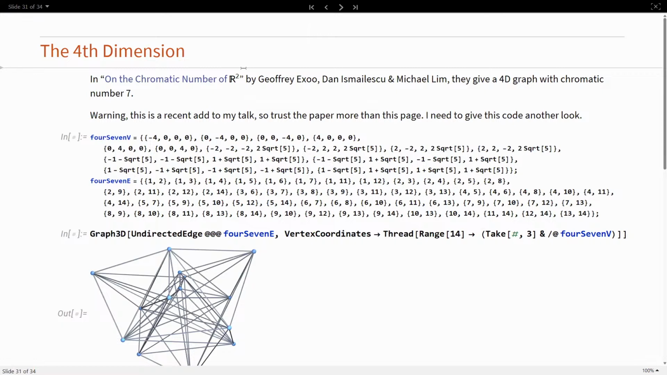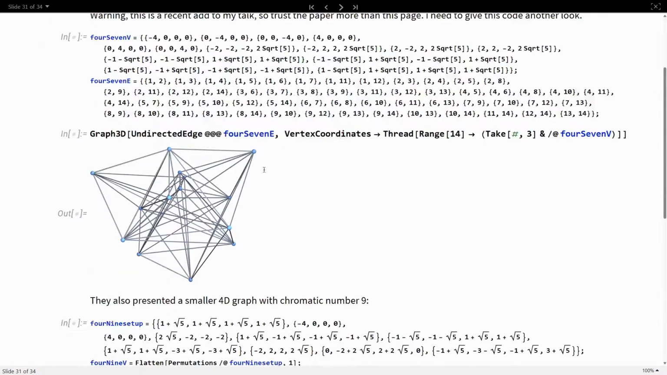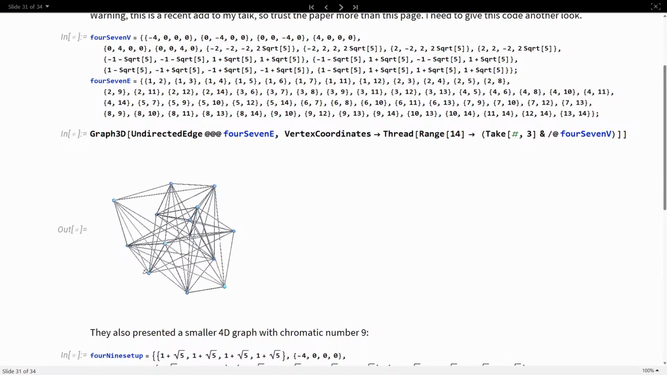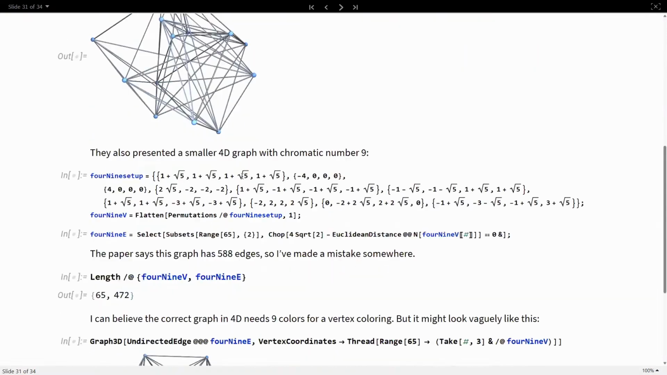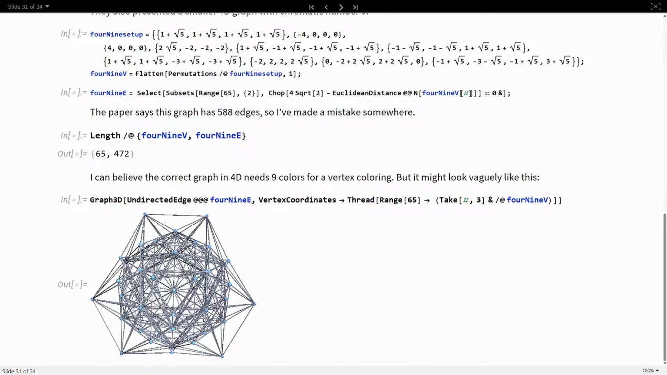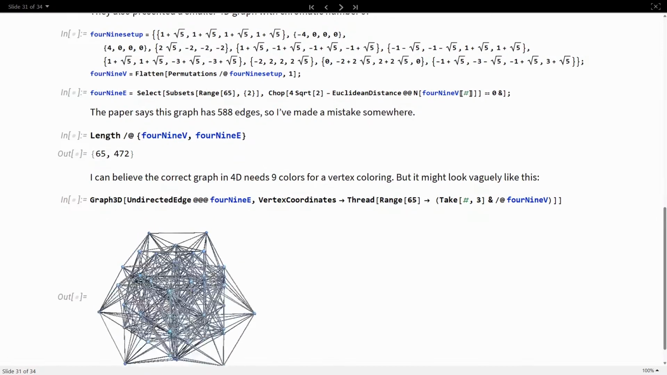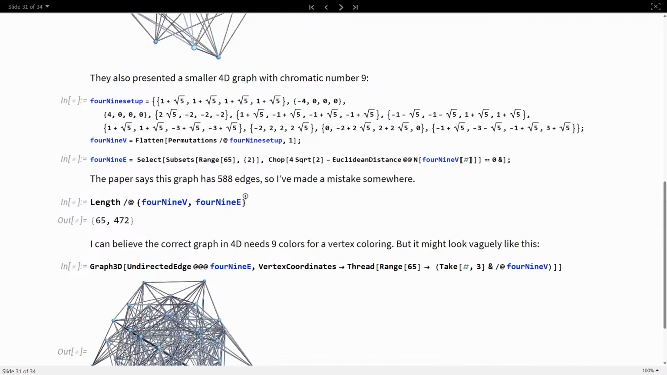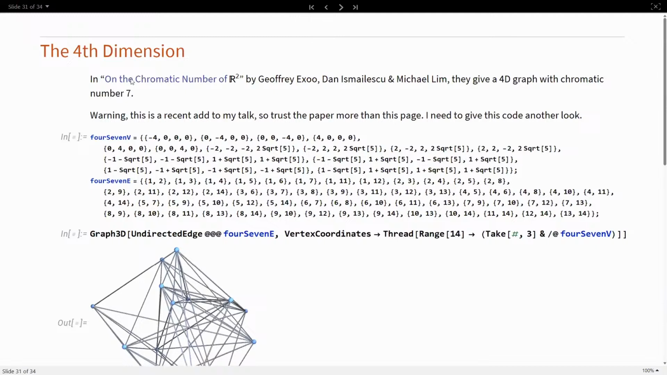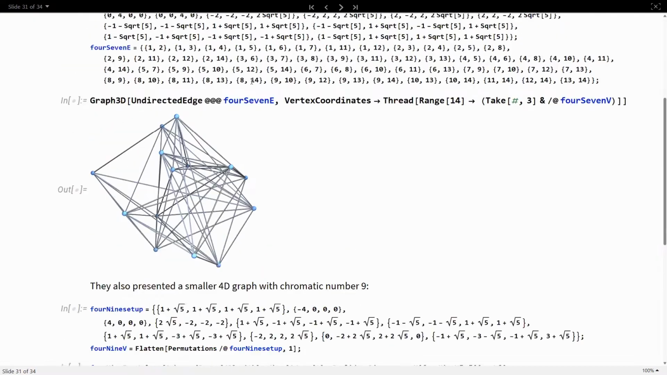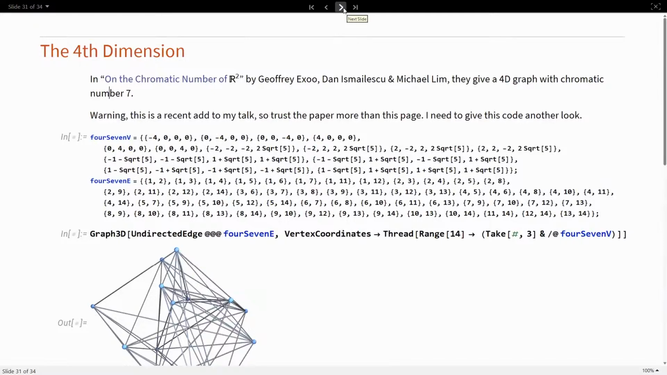For the fourth dimension, there's another paper by Jiafexu, which has high chromatic graphs in the fourth dimension. But I'm not completely sure I've got this paper figured out right. So don't trust what I've got on this page too much. I'll keep looking at this paper on the chromatic number of, and basically, if you look for R^4 maximal and chromatic number, you can find this paper, and there'll be a link on community once this has been posted.